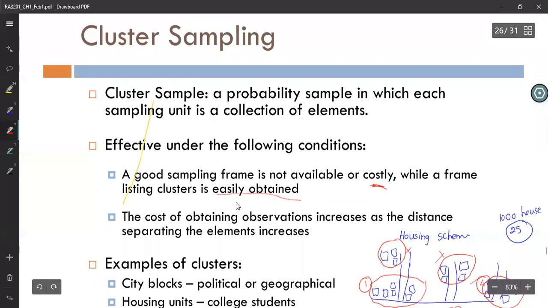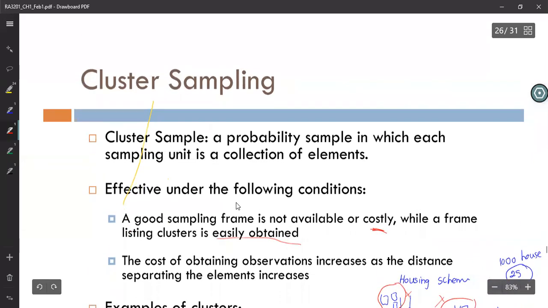Okay. Now we learned 4 sampling techniques: simple random sampling, systematic sampling, stratified sampling, and cluster sampling. Sometimes you can combine them. You can use a hybrid method, right? For example, think about a study about students in a primary school.